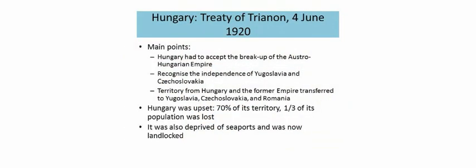Hungary, Austria's other ally, was the recipient of the Treaty of Trianon, signed almost a year after the Treaty of Versailles. The main points of this, again, apart from the four I mentioned earlier, are the fact that Hungary, too, had to accept the breakup of the Austro-Hungarian Empire. They, too, had to recognize the independence of Yugoslavia and Czechoslovakia. They also had territory taken from it, and they had areas that were part of Hungary given to Yugoslavia, Czechoslovakia, and additionally Romania. Hungary lost 70% of its territory, in fact, and 1/3 of its population.